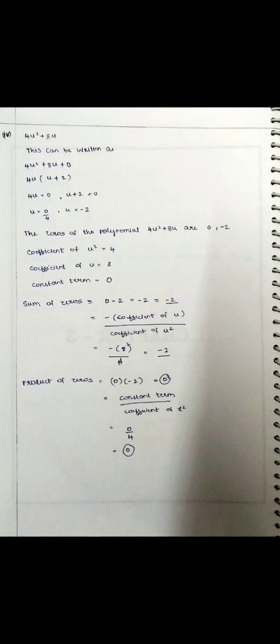Product of zeros. Next, product of zeros is 0 into minus 2, that is 0. Constant term. What is the constant term? It is 0, by coefficient of x square which is 4. The answer is 0. That means here also we have verified that the sum of the zeros is equal to minus of coefficient of x by coefficient of x square. Here also the product of zeros is equal to constant term by coefficient of x square.